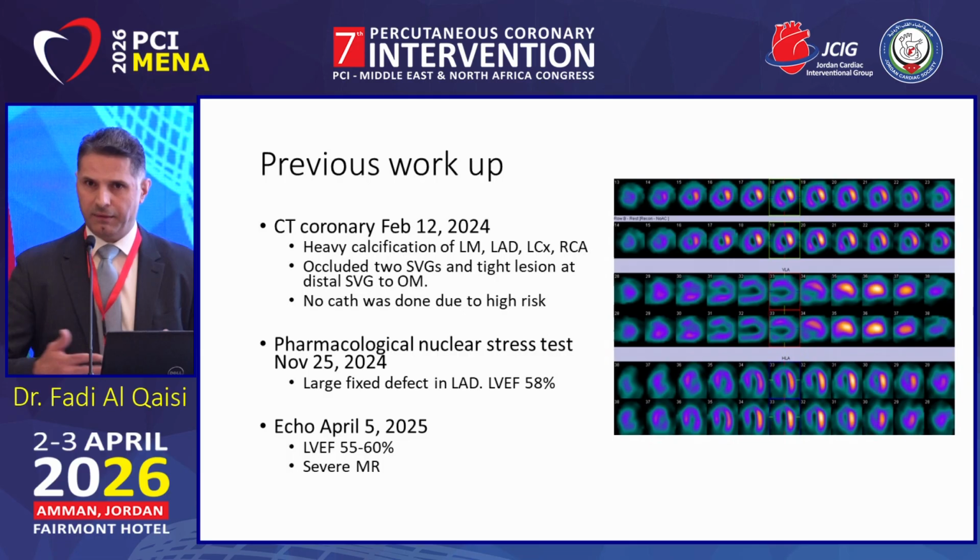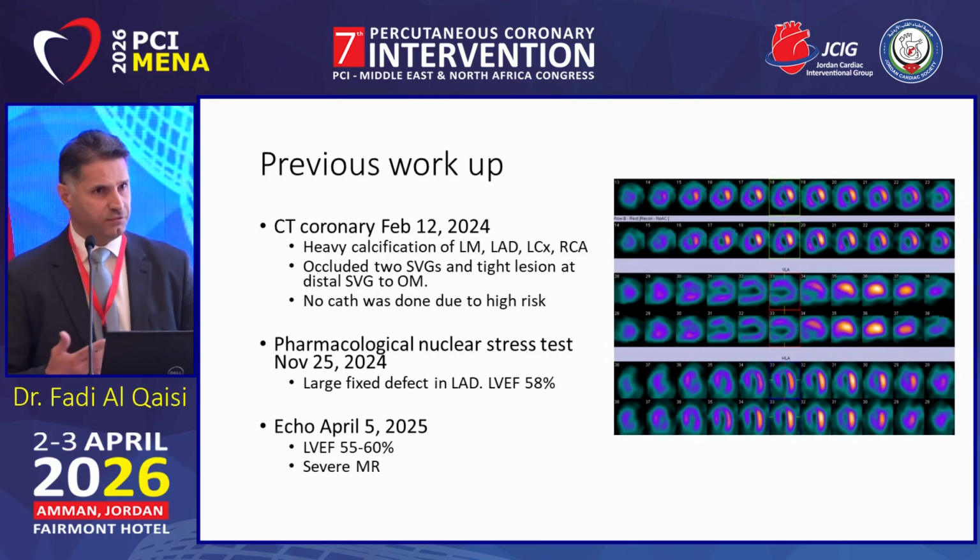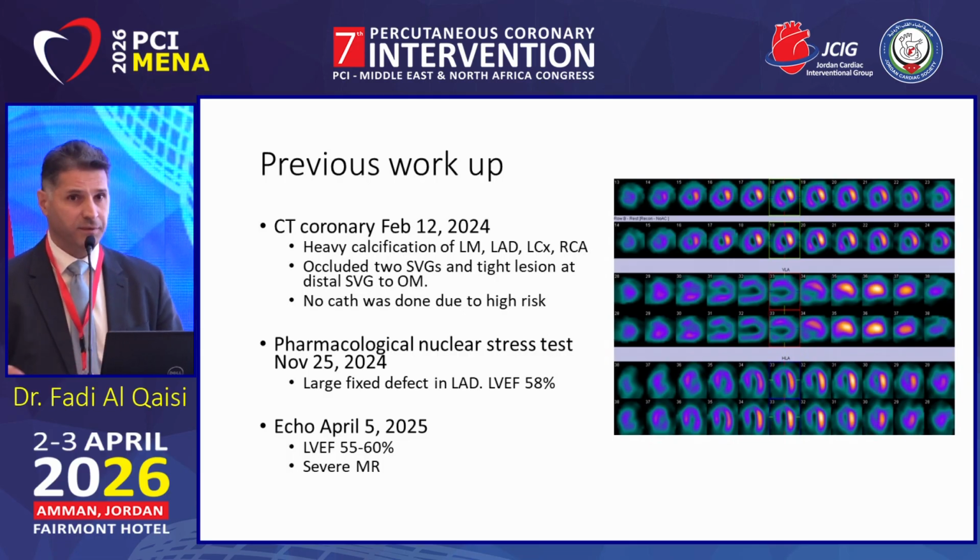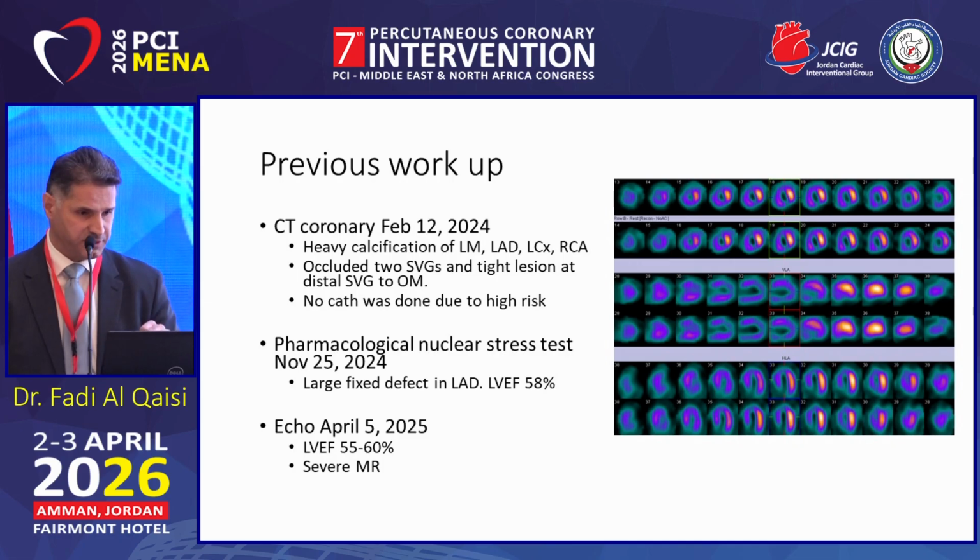So she had a previous workup. During this previous year, she has seen a few doctors and has had a lot of workup. Remember, our encounter is September 2025. She had a CT coronary in February 2024 that showed heavily calcified native arteries, left main, LAD, left circ, RCA, and 2 venous grafts that were occluded, and a tight lesion of the last remaining venous graft to the OM. No cath was offered to her, according to the patient, because it's very high risk.